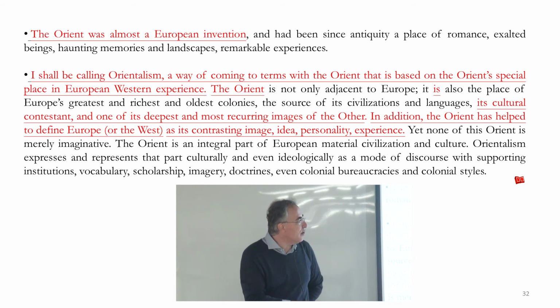"In addition, the Orient has helped to define Europe or the West as its contrasting image, idea, personality, experience." This is a very important point, once again, because by learning about how Europeans perceived China, we are going to learn a great deal about Europe. Again, another reminder to those of you who expect this class to be about China: once again, this is about perception. This is about representation.